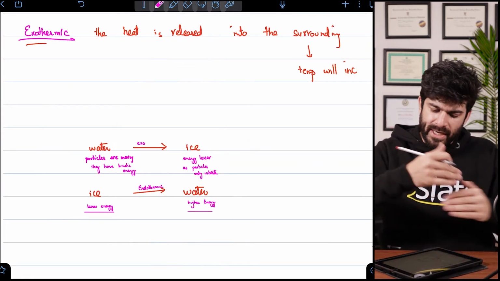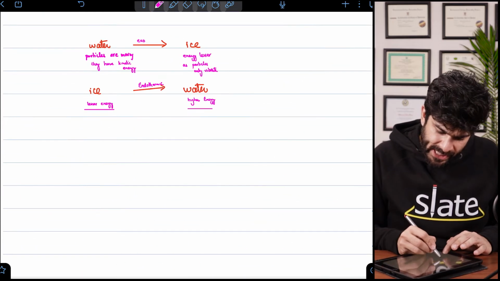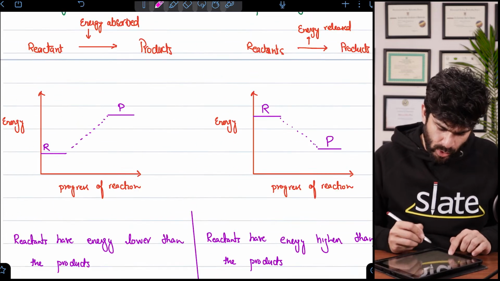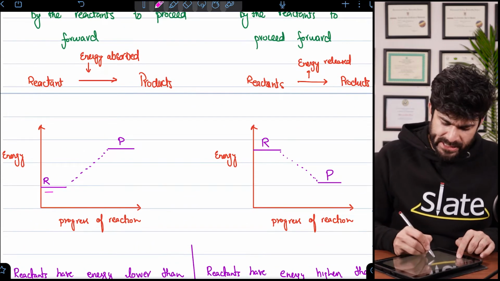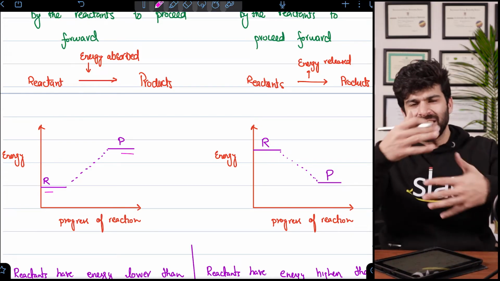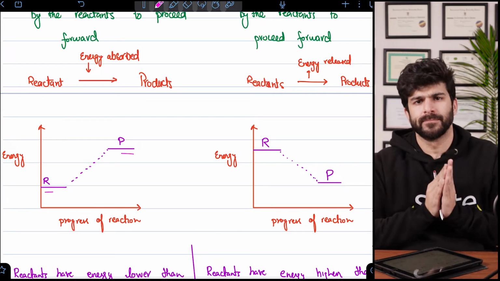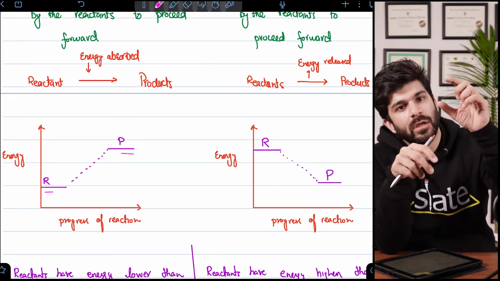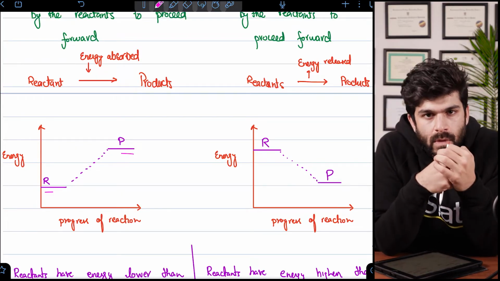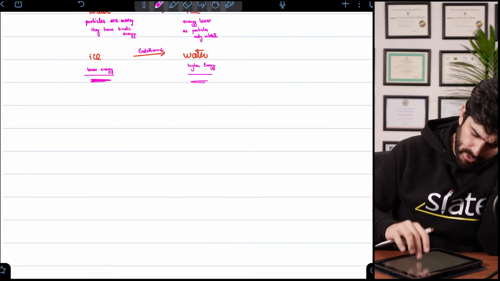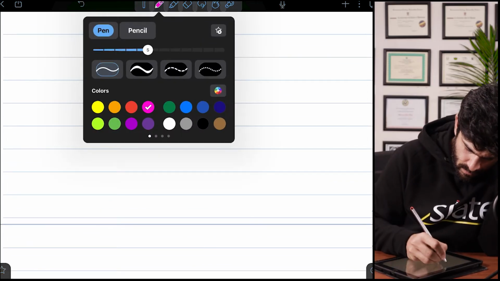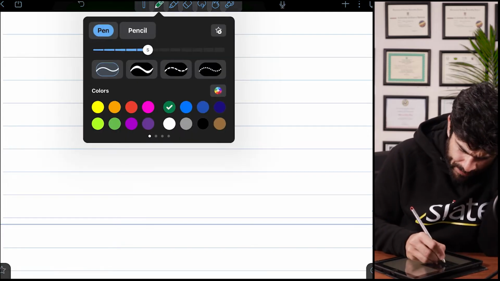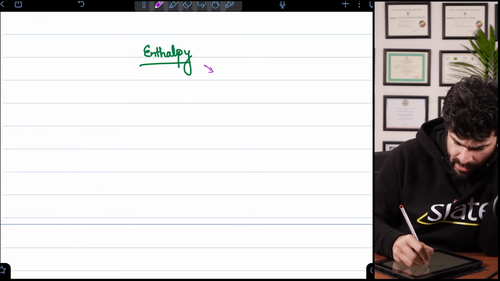So just comparing this with what we had here. In the endo, reactant had a lesser energy, product had a higher energy. So that's just reiterating the fact. But in this chapter, we will not talk about the energy change by the usage of the term energy. We will, on the other hand, talk about enthalpy. What is enthalpy? Enthalpy is the heat content.